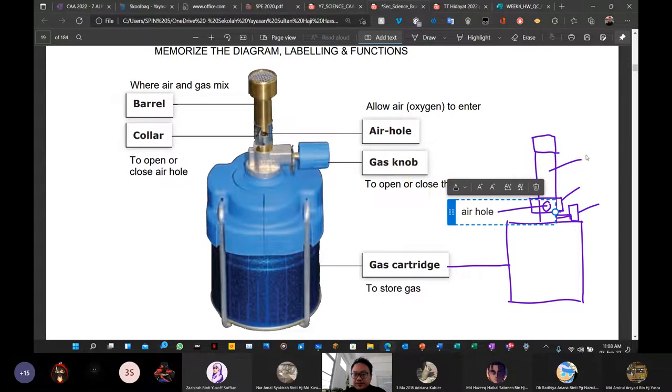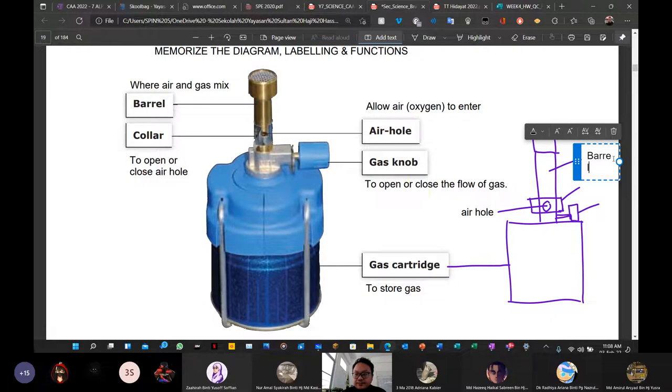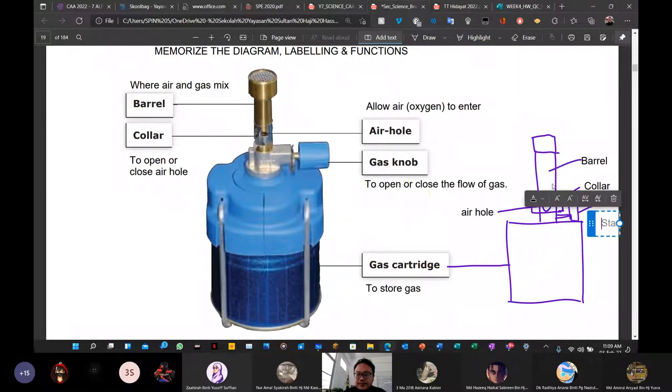Air hole. Barrel. Careful with your spelling. And last one.